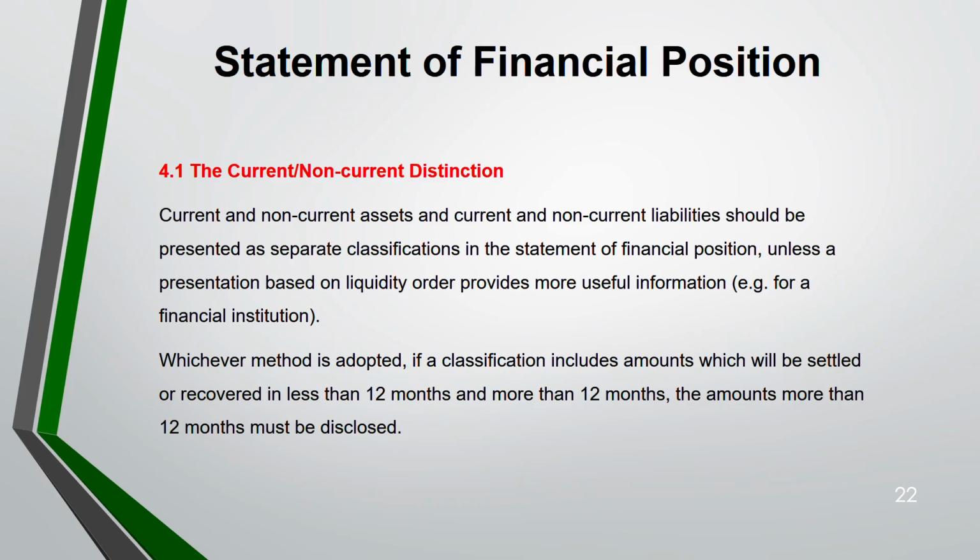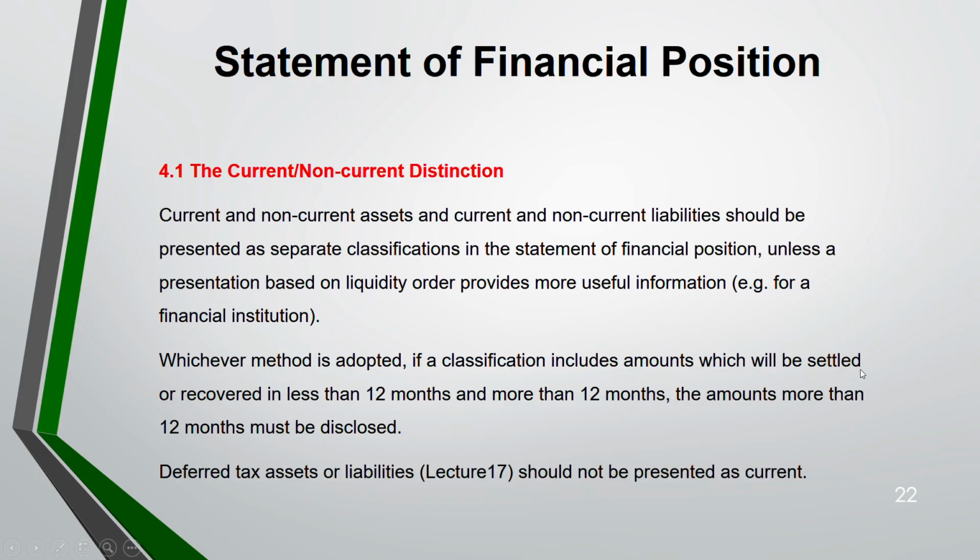If a classification includes amounts which will be settled or recovered in less than 12 months and more than 12 months, amounts that are more than 12 months you have to disclose. Of course, amounts that are less than 12 months you will write in the current financial statements. But if it's more than 12 months, you will disclose it. Okay. So deferred tax assets or liabilities should not be presented as current. Deferred tax assets and liabilities we will do under IAS 12, okay, which I'm going to cover in my lecture 17.